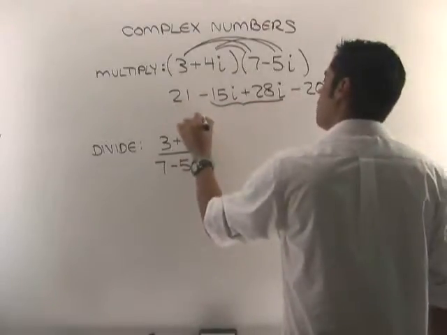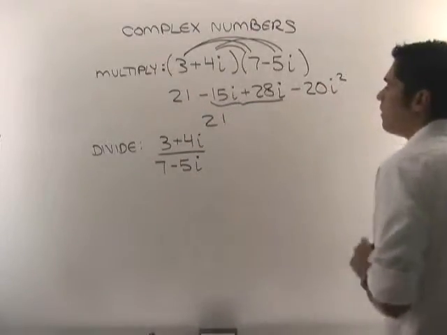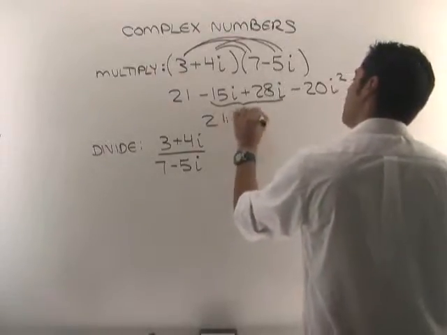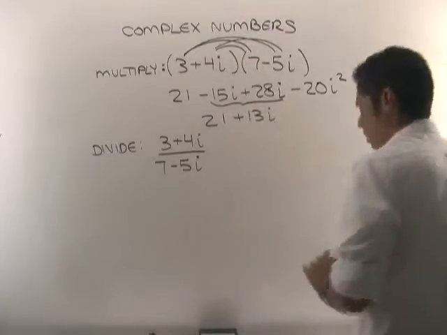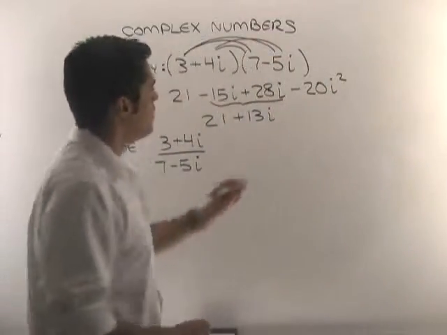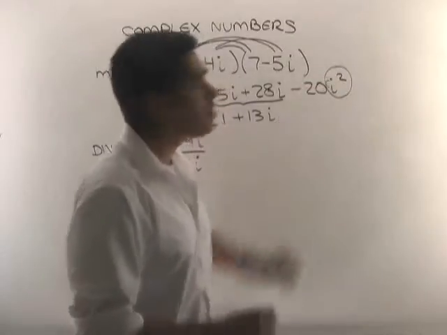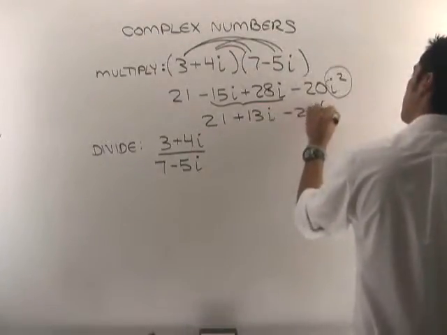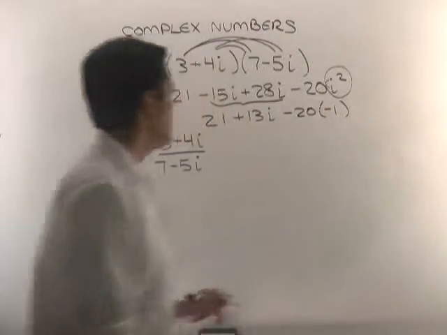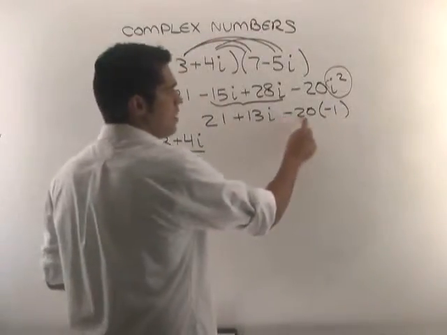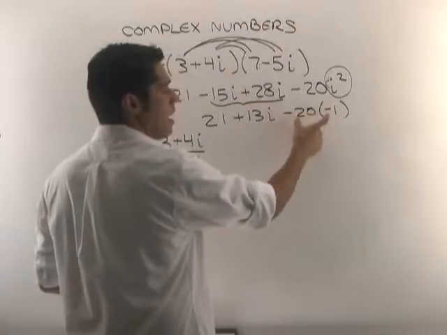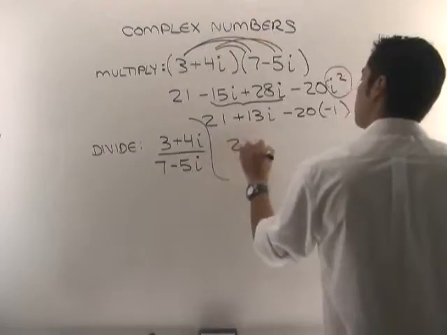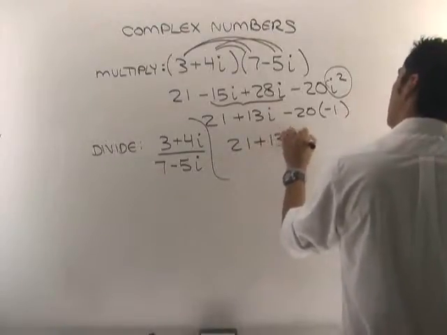Okay, so we'll have our 21. We'll have negative 15i plus 28i. If you put those two together, you get plus 13i. And then over here, you're going to have to make note of the fact that i squared is negative 1. So we're going to have minus 20 times negative 1. Now that's important because this minus 20 times negative 1 is going to turn out to be a positive 20. So now what we get, let me separate this, is 21 plus 13i and now plus 20.